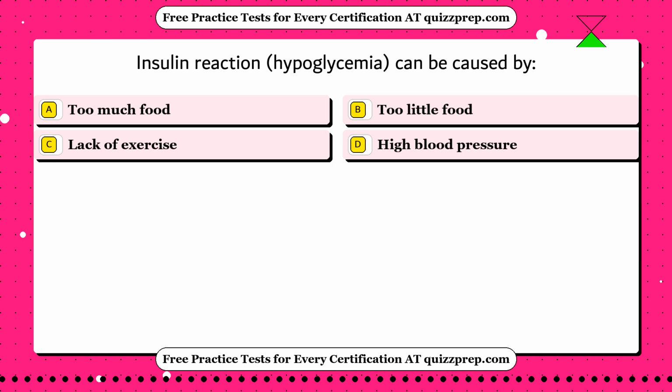Question 79. Insulin reaction, hypoglycemia, can be caused by: option A, too much food; option B, too little food; option C, lack of exercise; option D, high blood pressure.